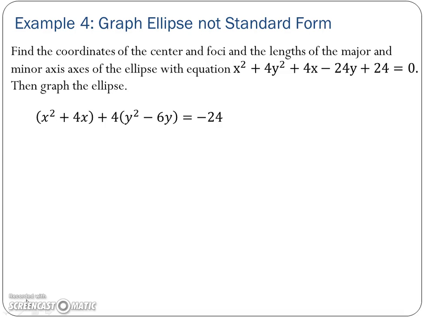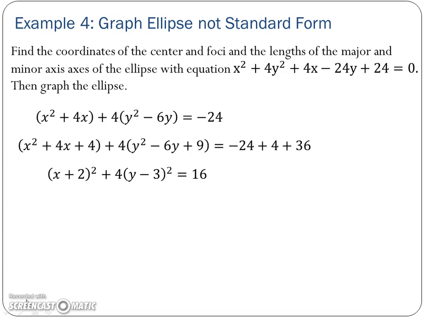So to complete the square, 4 divided by 2 is 2, squared is 4, so we're going to add 4. And then negative 6 divided by 2 is negative 3, squared is 9. So we're going to add 4 and then 9 times 4, which is 36. We're actually going to add 40 to both sides. Then we're going to complete the square, so we got x plus 2 squared plus 4 times the quantity y minus 3 squared, and that equals 16.